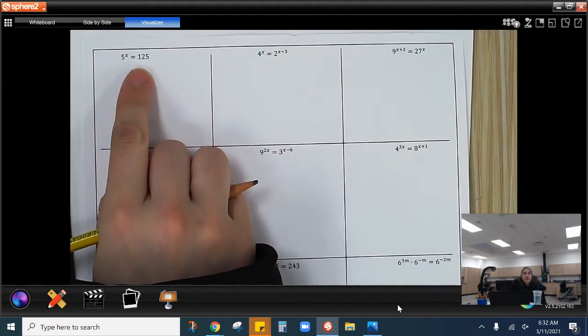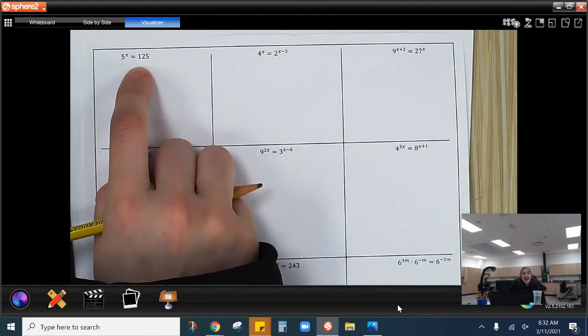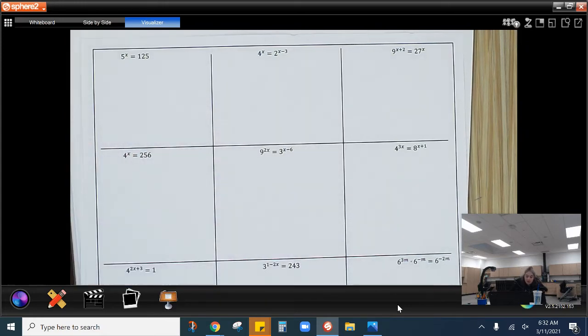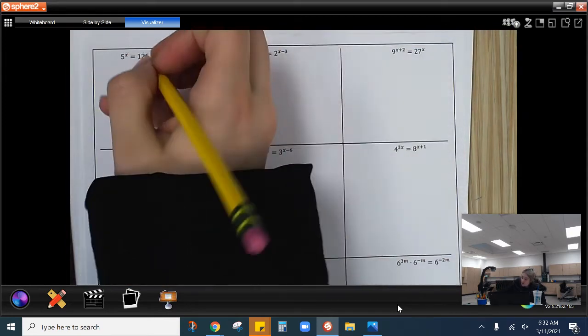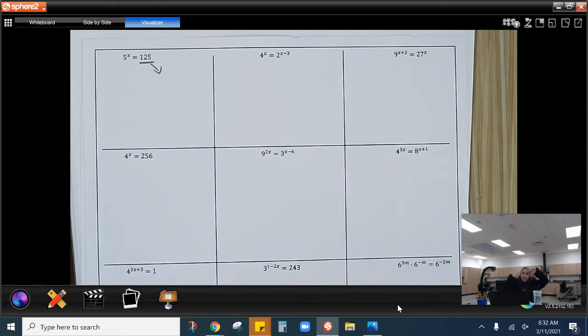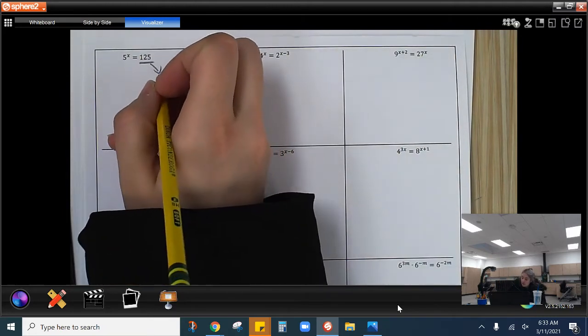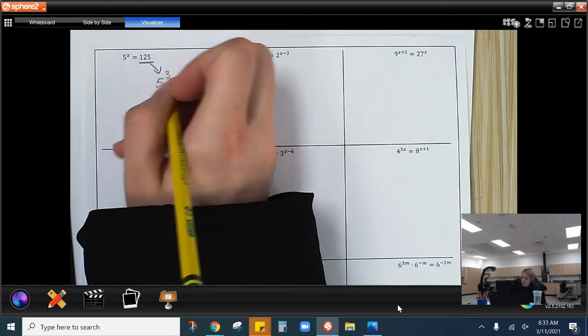All right, so we've got 5 to the x equals 125. 125 is actually not prime, so we know that it's going to have multiples of some kind. In this case, if you take a look at that chart that we did, the tables of the 1 powers and the 2 powers and the 3, you will see that this is really 5 to the 3rd power.